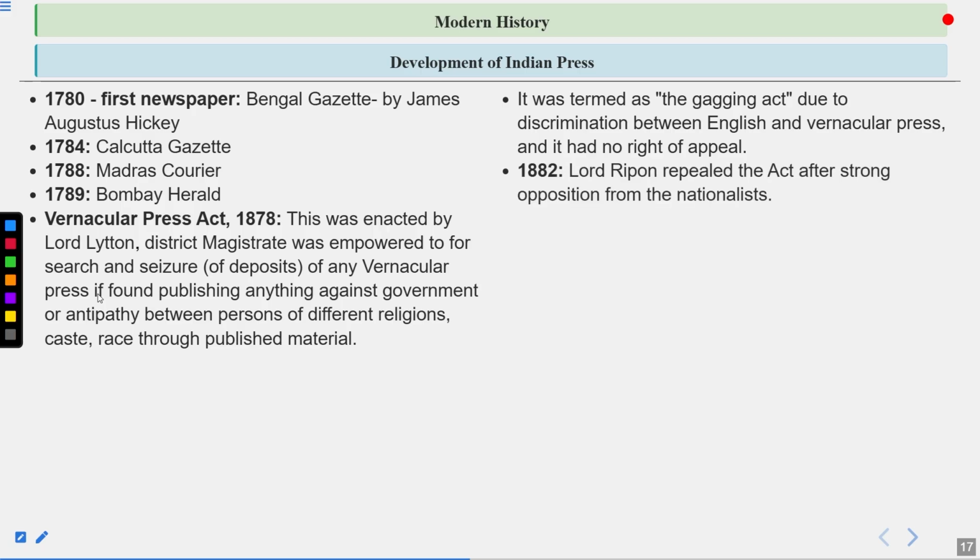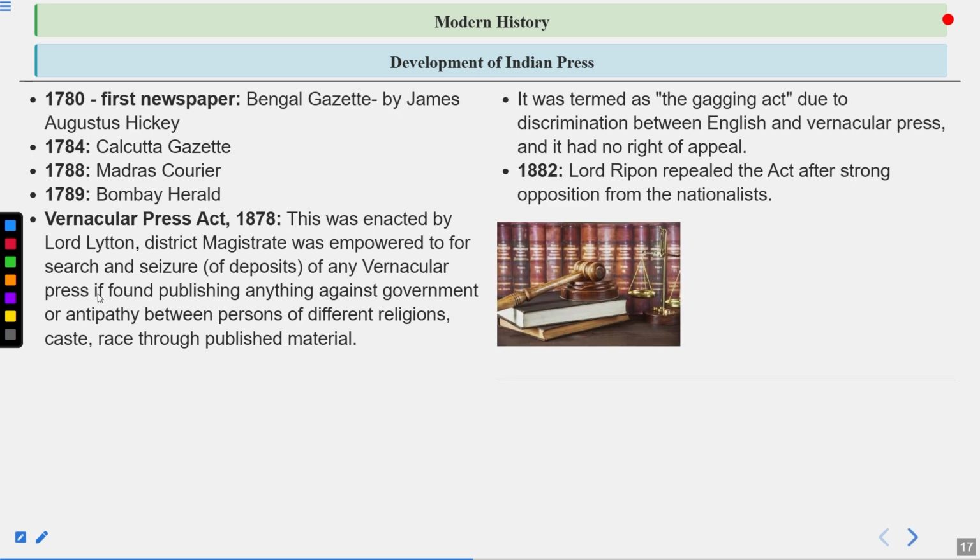In 1882, Lord Ripon repealed the act after strong opposition from the nationalists. Lord Ripon, who was famously known as the father of local self-government, and who also started the official census of our country, repealed the act after strong opposition from the nationalists. So do remember, the Vernacular Press Act is related to two people, Lord Lytton and Lord Ripon. Do remember this development of all the different types of Indian press.